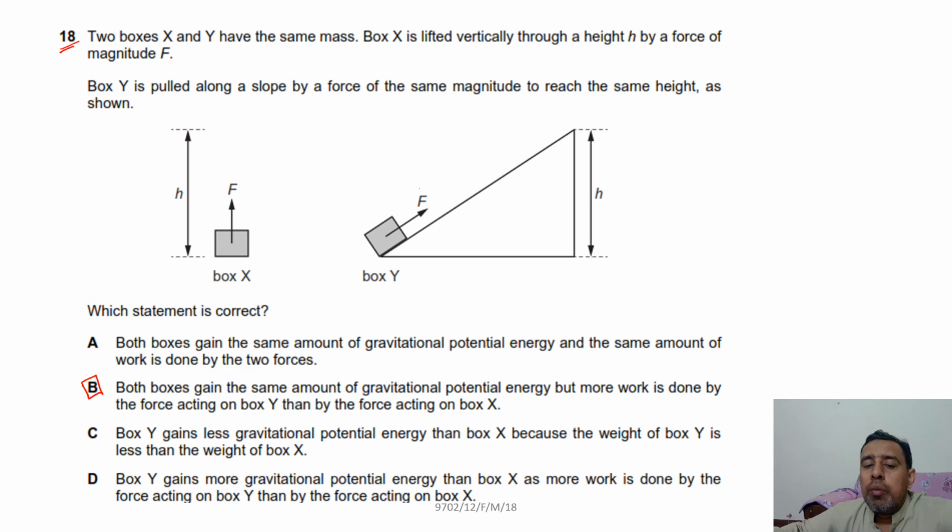Options C and D both are wrong, because the gravitational potential energy is not less in either case. It is the same, the gain is not more or less, it should be the same or equal. That's why option A is wrong as well, because this is not an ideal situation. C, D and A, these three are not correct.